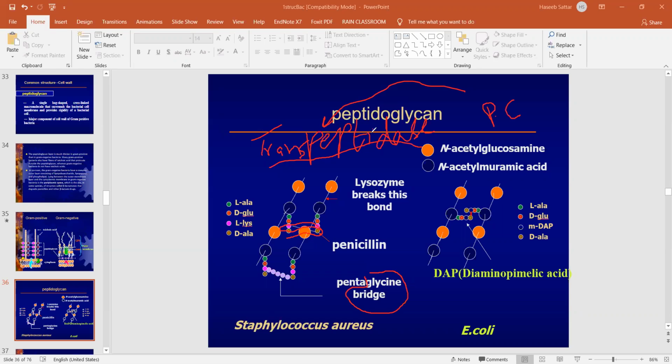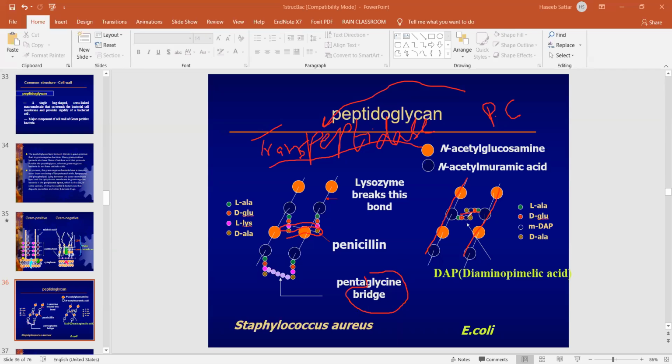When you block this transpeptidase enzyme, no linkage is formed. So when there is no linkage, the two peptidoglycan chains cannot join together, because the joining of two peptide chains is because of this glycine bridge. So when you inhibit this transpeptidase enzyme, there will be no cross linkage. So there will be no attachment of one peptidoglycan chain with another.